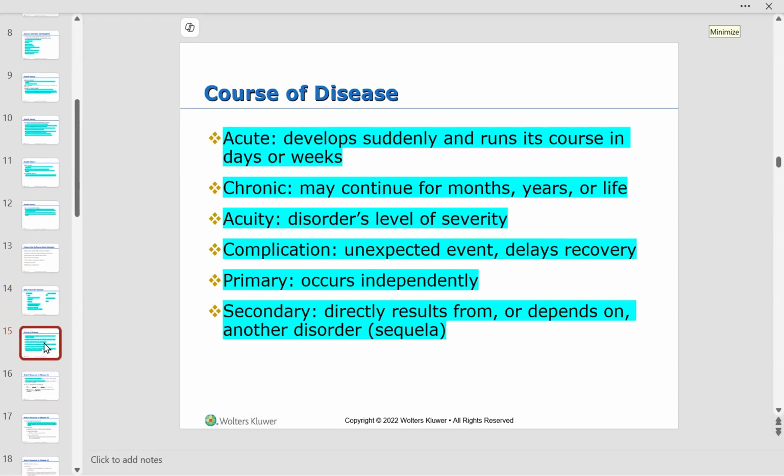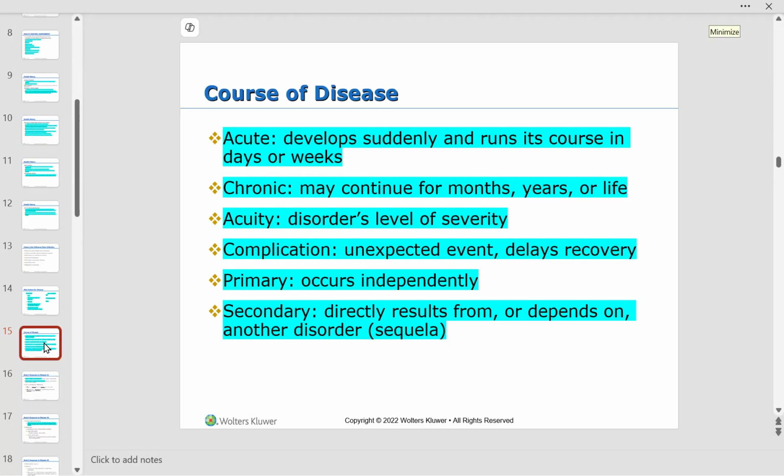And then the course of the disease. Diseases can be acute or chronic. Acute is something that comes on quick and is over relatively quickly, days or weeks. Chronic is going to be lingering around for a long time, months, years, even the rest of your life. When we talk about acuity, that means how severe is whatever they have, right?